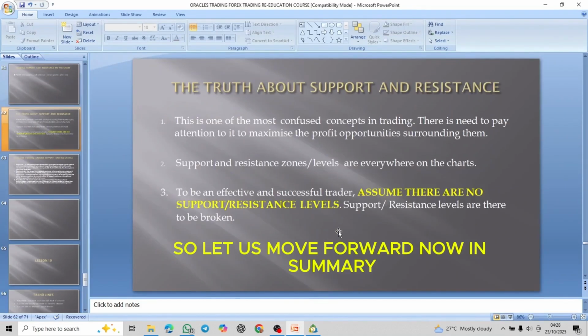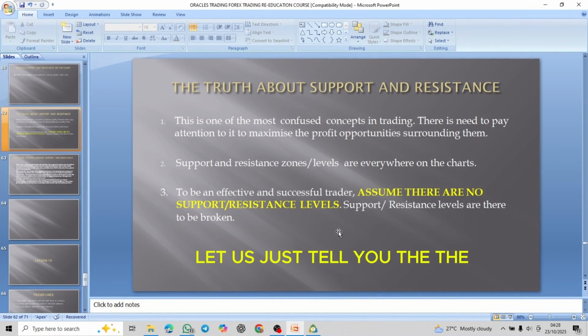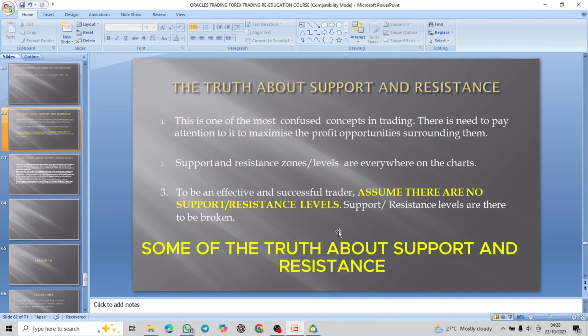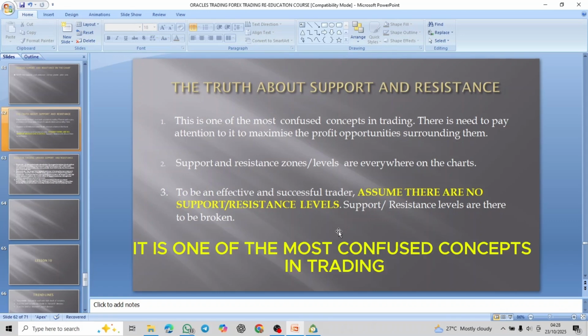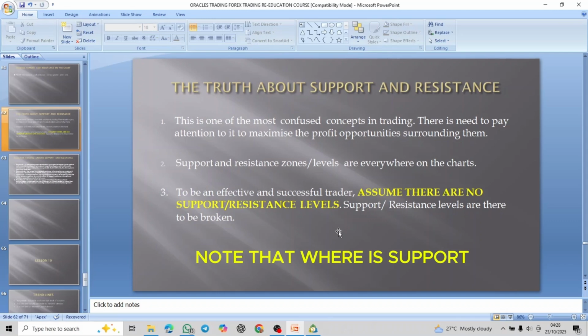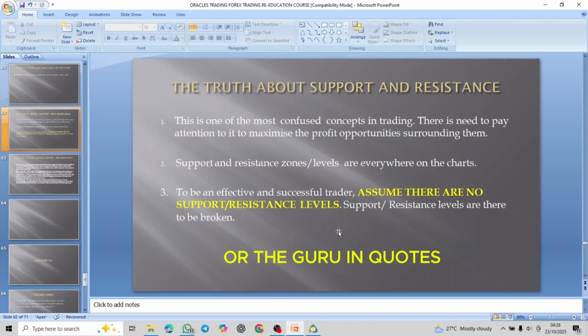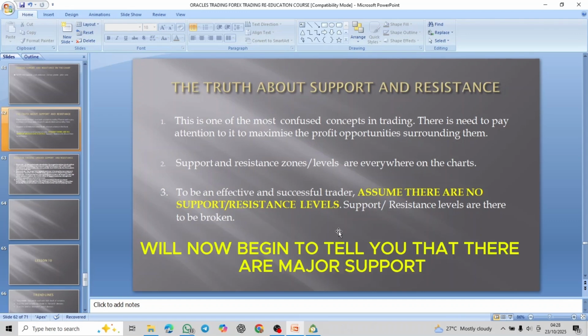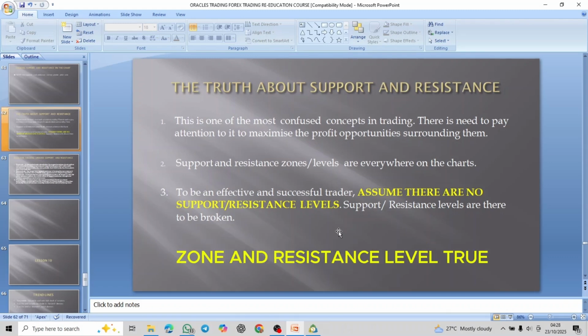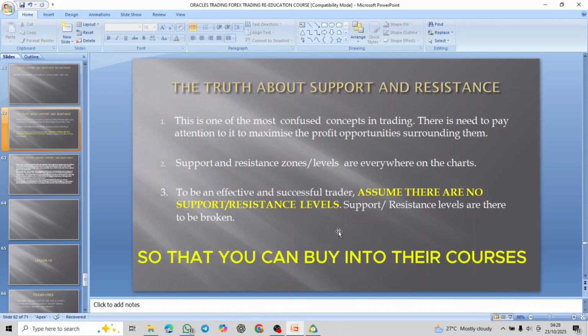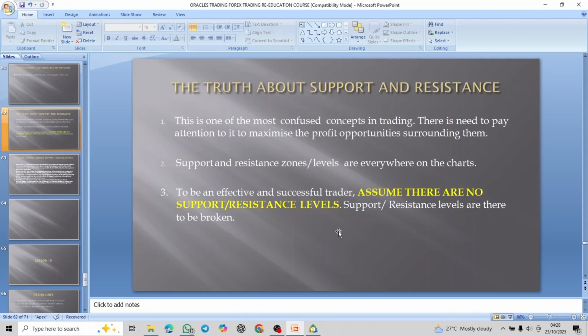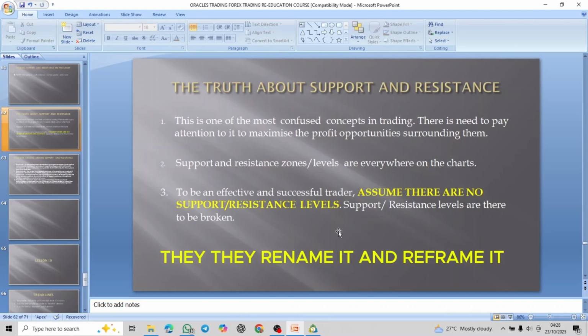Now, in summary, let us just tell you some of the truths about support and resistance. It is one of the most confused concepts in trading. Note that. Where is support? Where is resistance? And then you see the professionals, in quotes, or the gurus, in quotes, will now begin to tell you that there are major support zones and resistance levels. True, so that you can buy into their courses. They rename it and reframe it.